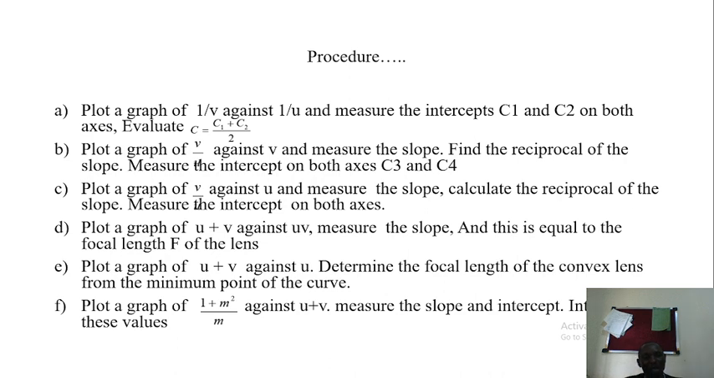So the question provided for us here, question A: we plot a graph of 1 over v against 1 over u and measure the intercepts C1 and C2 on both axes, and then you evaluate C is equal to C1 plus C2 all over 2. B, plot a graph of v over u against v and measure the slope, and of course we follow through as it is in this line.